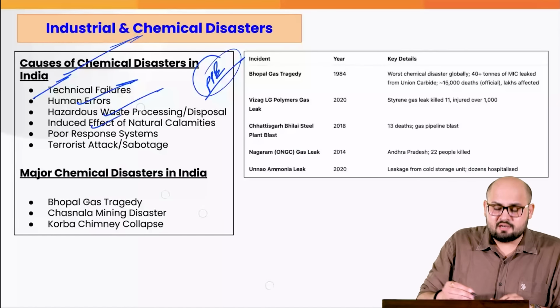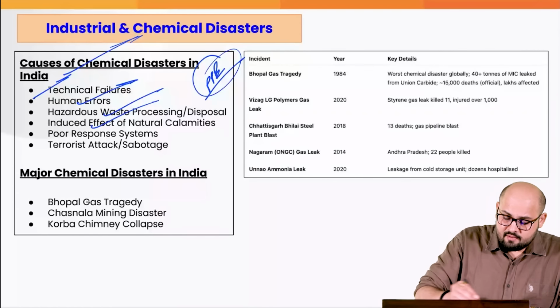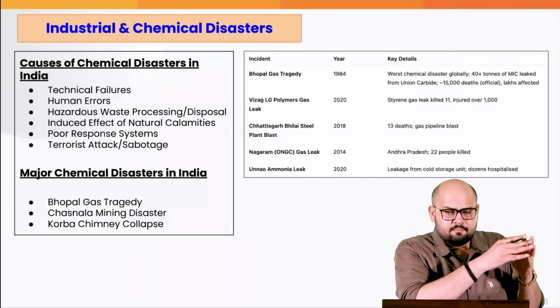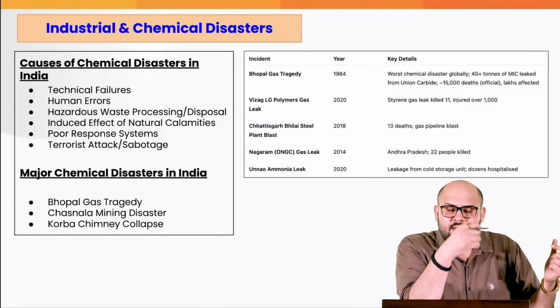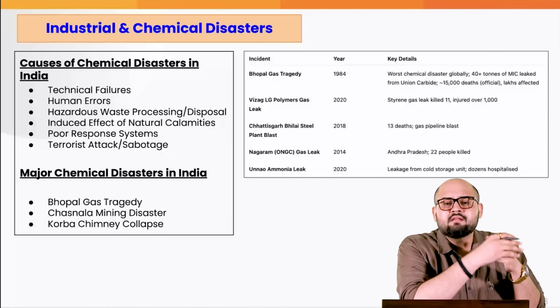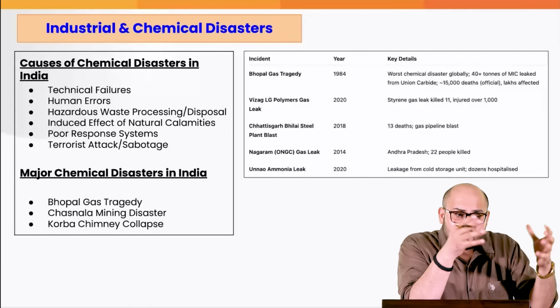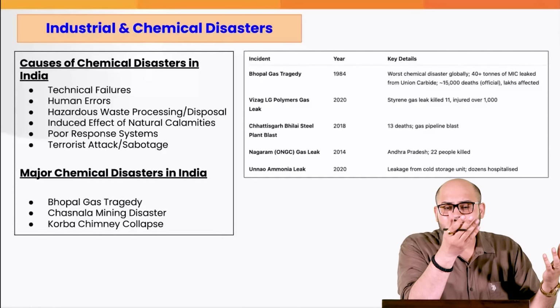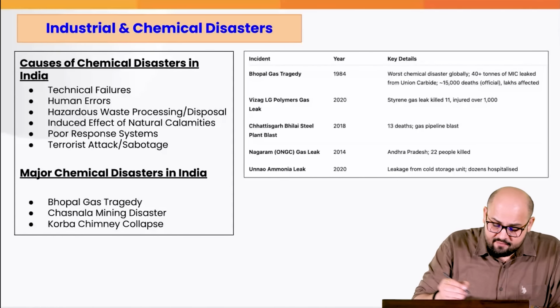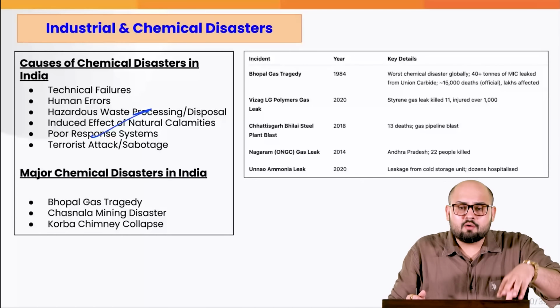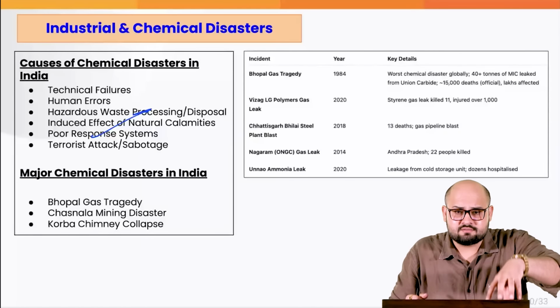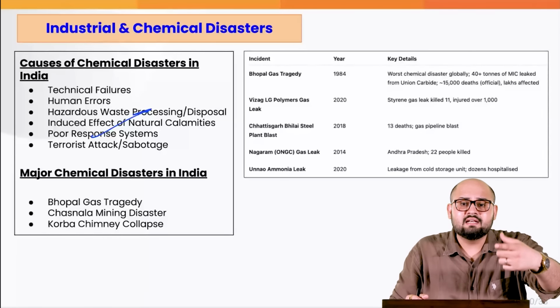Induced effect of natural calamities. Very natural. See, let's say you have a particular industrial setup and there is a flood. Or let's say there's an earthquake. So it might lead to the breakage of the pipelines. It might lead to the breakage of the boilers, and ultimately it might result in disasters. Then we have the poor response system, one of the very important factors. When we talk about the response systems in the industries, again, it is a technologically intensive task.